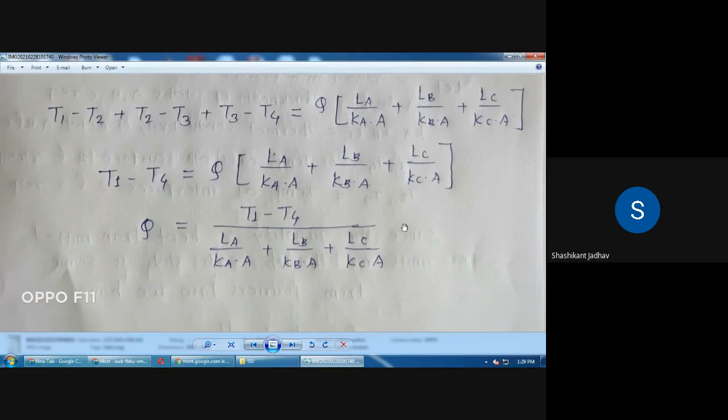So this is the heat conduction through the composite wall. This is the standard equation for the heat conduction through the composite wall. Okay. So we know that LA upon KA into A, what is it going to be? Thermal resistance of plate A. Then LB upon KB into A is nothing but thermal resistance for plate B, and LC upon KC into A is nothing but thermal resistance for plate C.